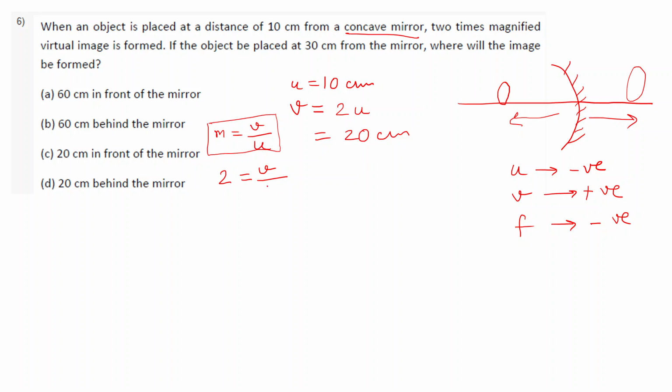I'm using this relation. If object distance is 10 and magnification is double, that means image distance will be 20 centimeter. Now again our mirror formula, 1 over f is equal to 1 over u plus 1 over v.